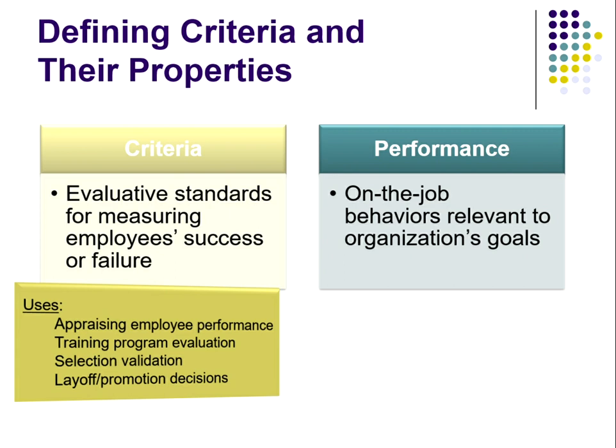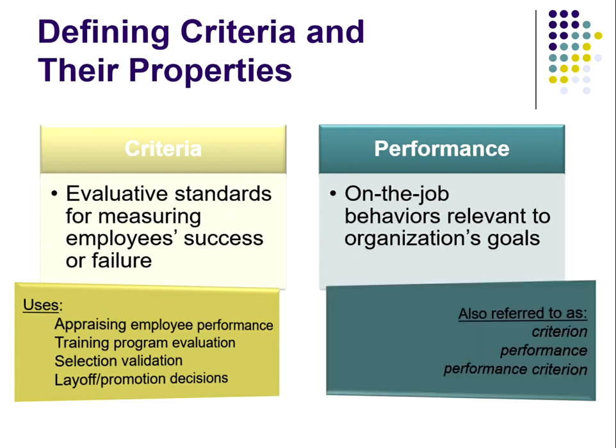Performance would be on-the-job behaviors that are relevant to the organization's goal or goals. So sometimes you'll hear the alternative terms criterion or just plain old performance, or you might hear them combined and you hear performance criterion. So in this area, we're looking at things that are relevant to the organization's goals that happen on the job, that are behaviors, right? That are observable, measurable, and are relevant to the organization's goals.